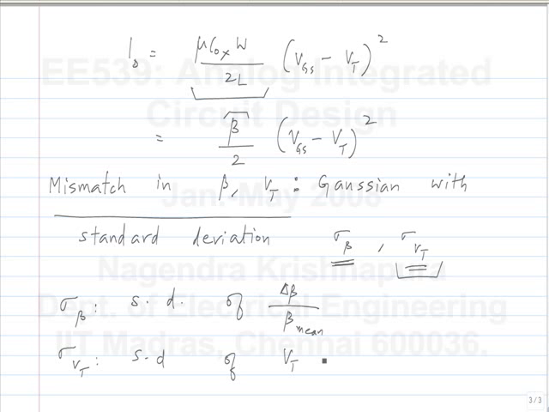Why does it not make sense to measure sigma Vt as a relative quantity? Why don't we normalize it to the mean value of Vt? Why? What might be the reason?